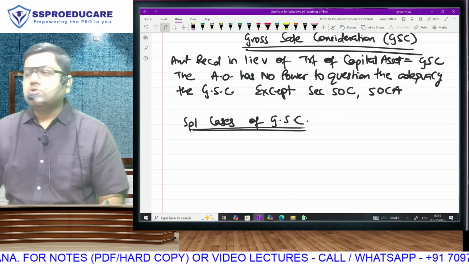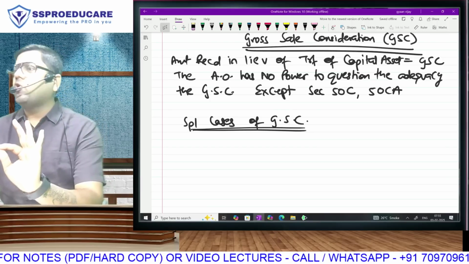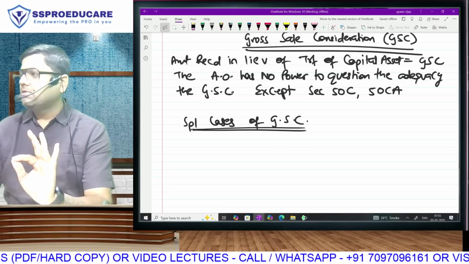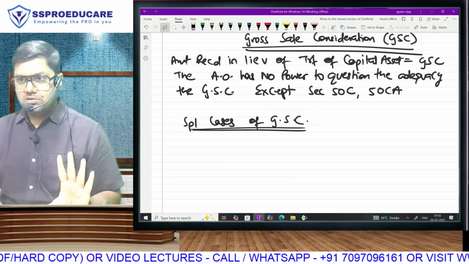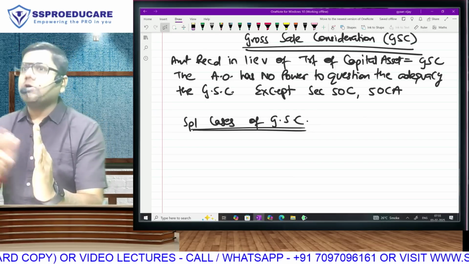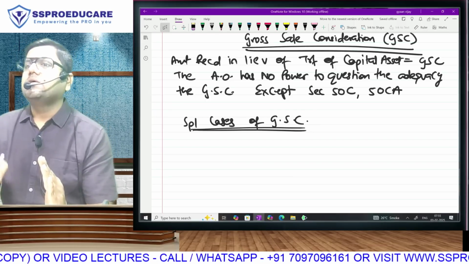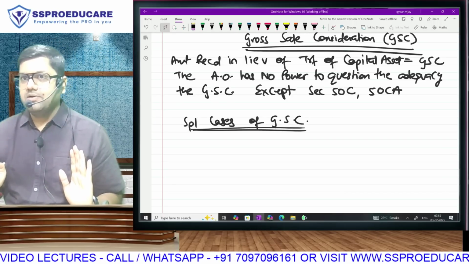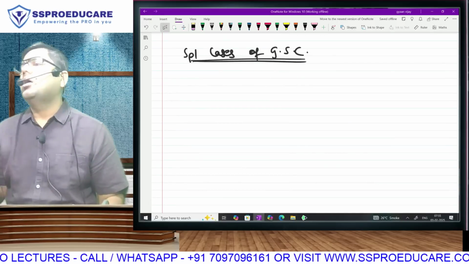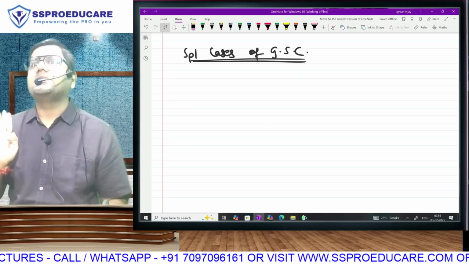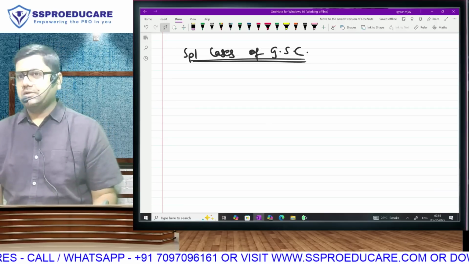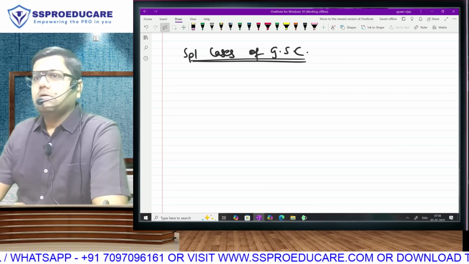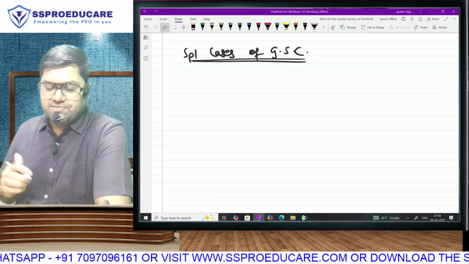You understood? So, of course, there is one thing that you know about 50C and 50CA. And what is that one thing? That the AO can question the amount. So, normally the AO cannot question the amount, but in these two cases, he can. Is that understood? Everyone? What is GSC? Amount received. Whatever is received is the answer. AO cannot question, but in two cases he can question. The two cases are 50C and 50CA, which will be covered in the special cases.